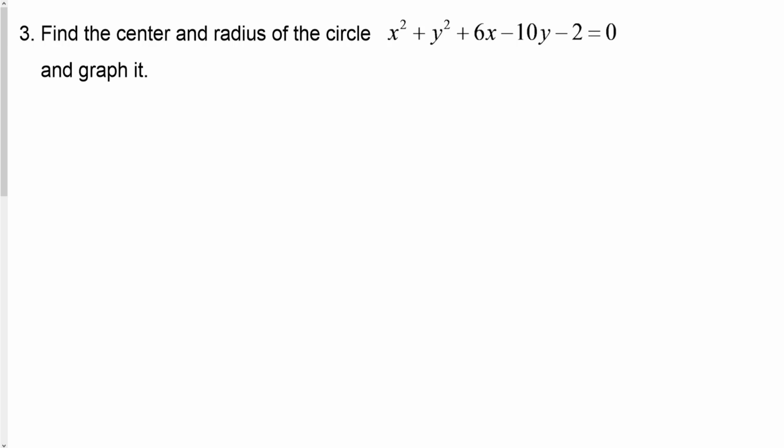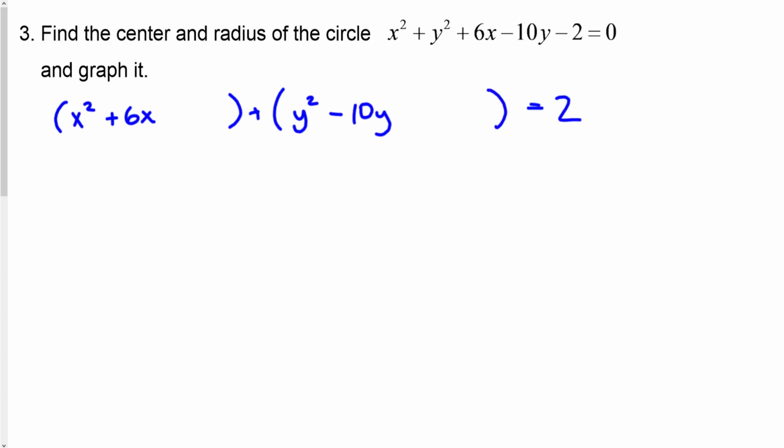Number 3. Find the center and radius of the circle x squared plus y squared plus 6x minus 10y minus 2 equals 0 and graph it. So in order to change this into a form that's easy to graph and easy to get the center and radius, we need to complete the square in both the x and the y variables. So I'm going to rewrite it by grouping the x values together and then grouping the y values together. And I'm going to go ahead and move that constant of negative 2 to the other side, and it will become a positive 2.